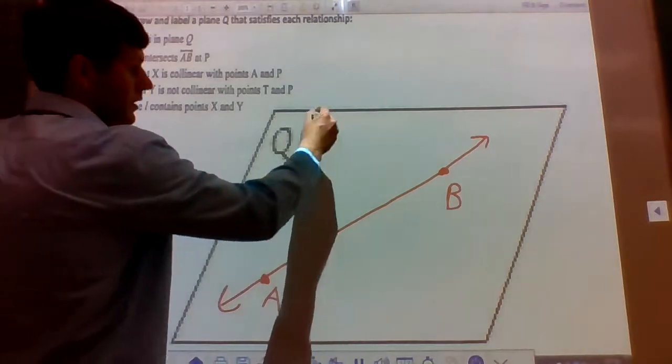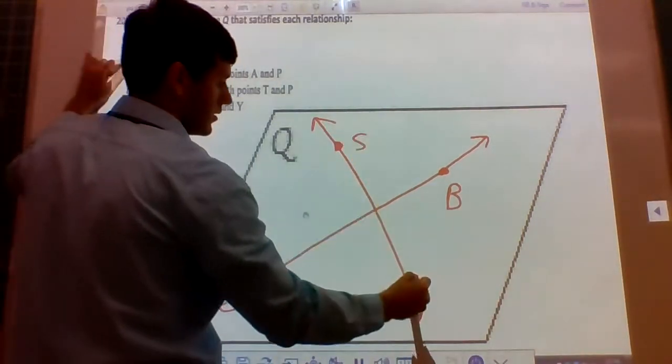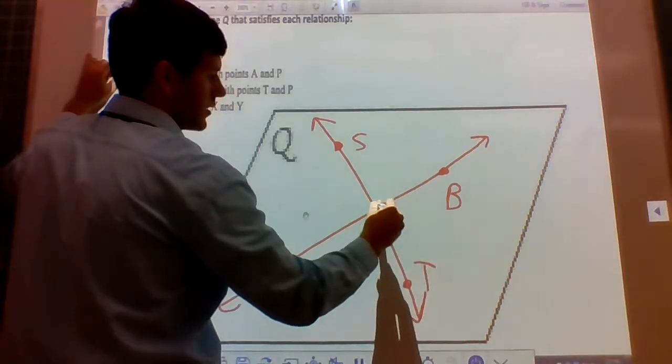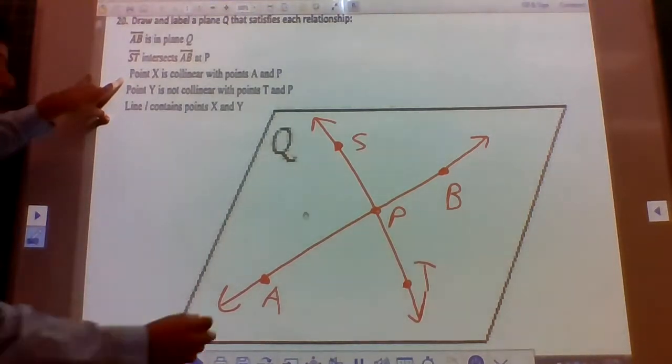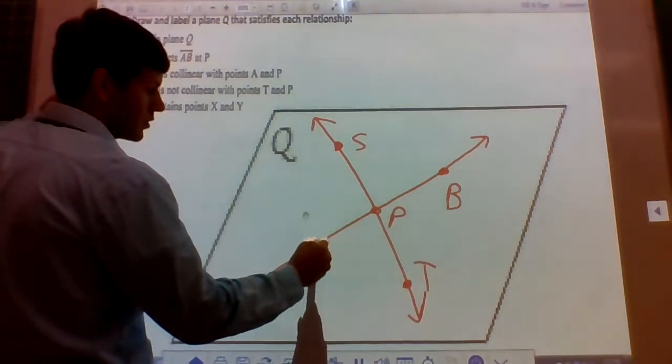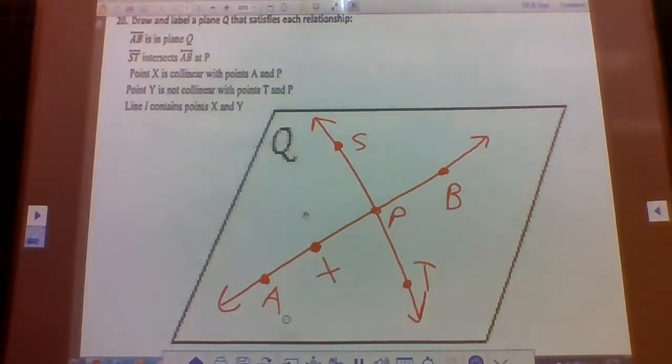We have a line ST that intersects this line at point P. So line ST is going to intersect line AB at point P. Point X is collinear with points A and P. So X needs to be on this line. It's collinear with A and P, meaning it's on the same line as A and P. There's exactly one line that's going to go through points A and P, so we can put X anywhere on that line.